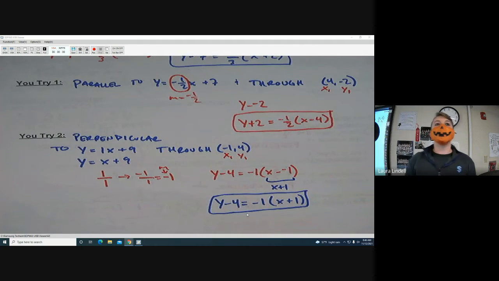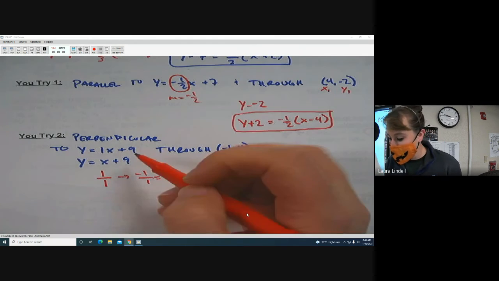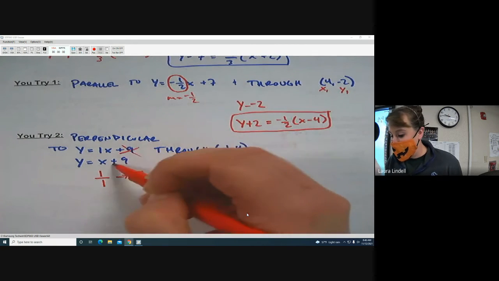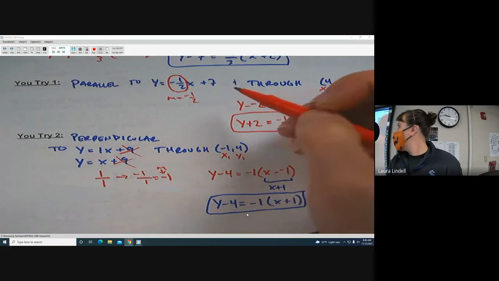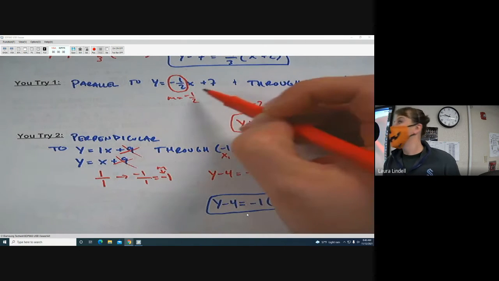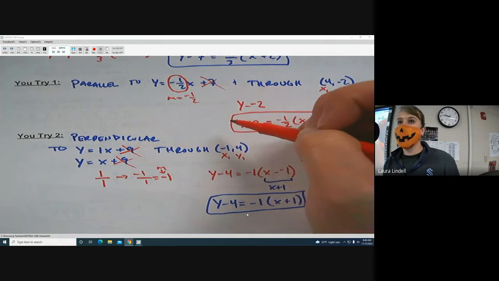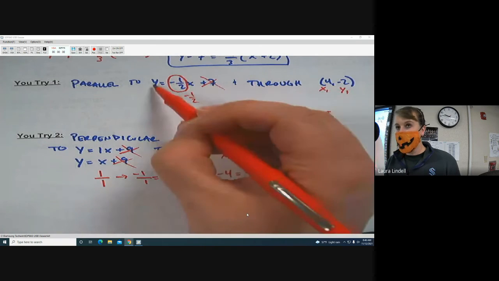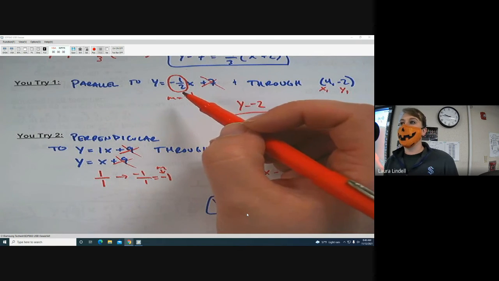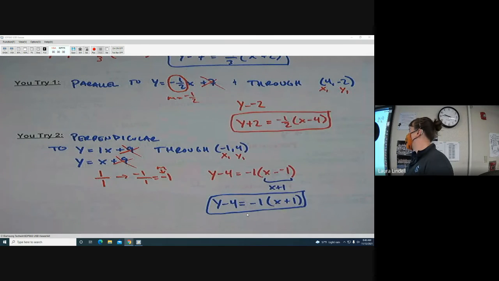A couple things that I saw when I was looking at people's papers real quick, paying attention: I saw people using the number 9 in it. And 9 is part of this line, but it's the part that we don't care about. Just like up here, we don't care about number 7. From the line that we're going parallel or perpendicular to, the only number we care about is the slope. That's all we're taking from that line. We don't care about any other number in that line.